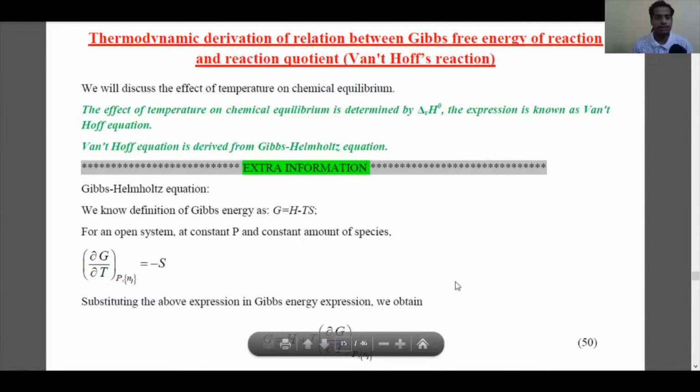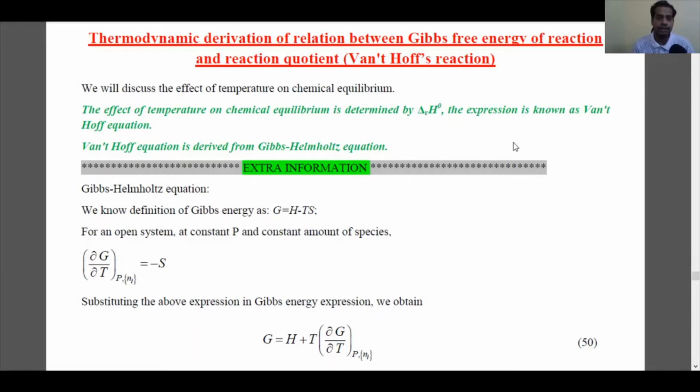Hello, in this session we will discuss reaction Gibbs energy, reaction enthalpy and temperature. What is the relation between reaction Gibbs energy at standard state, reaction enthalpy at standard state and temperature? The effect of temperature on chemical equilibrium is determined by reaction enthalpy at standard state. The expression is known as the Van't Hoff equation.